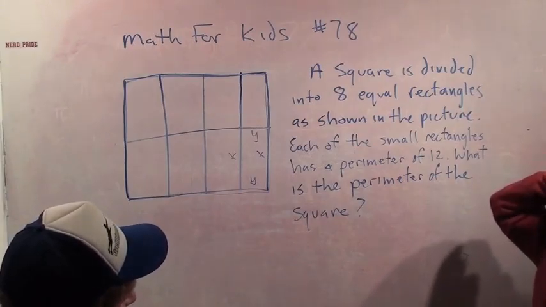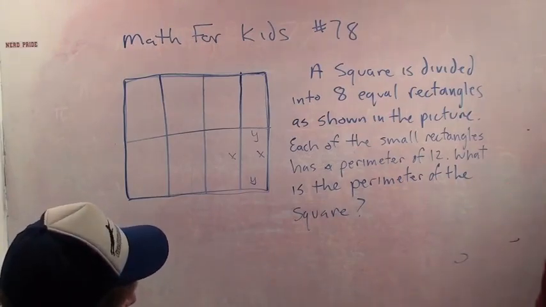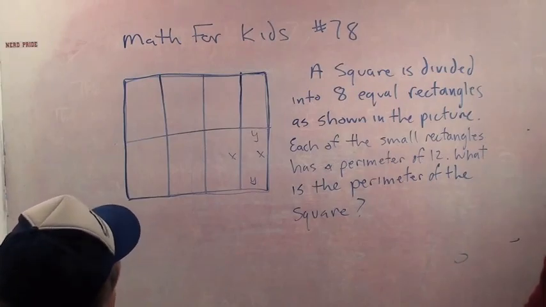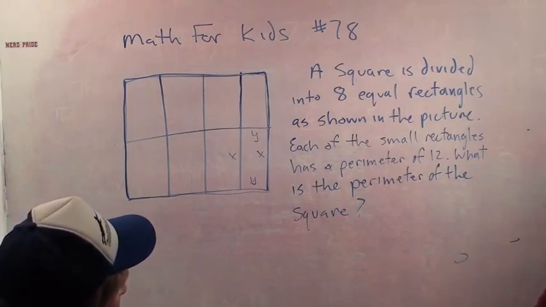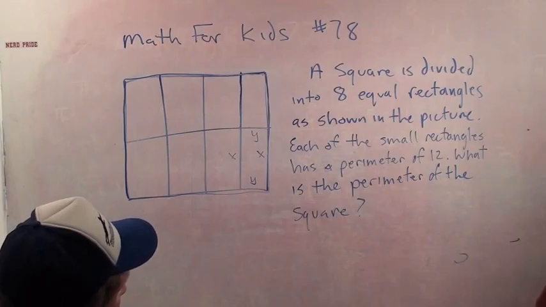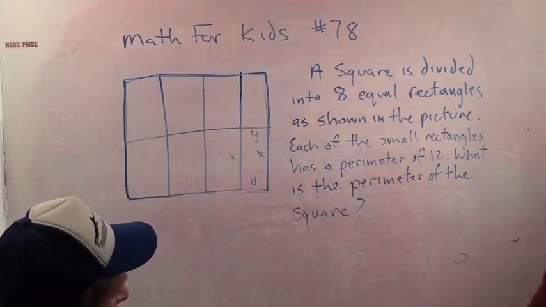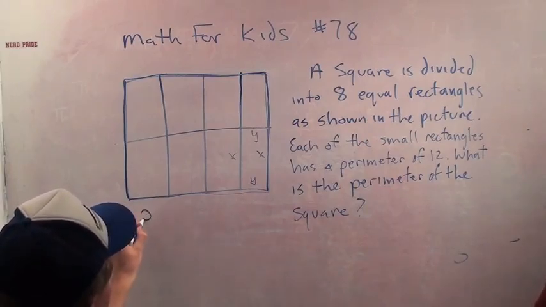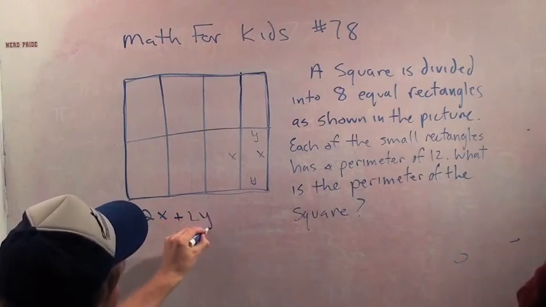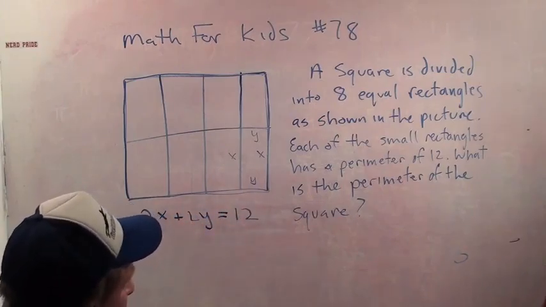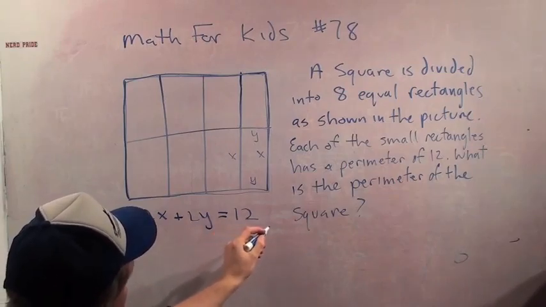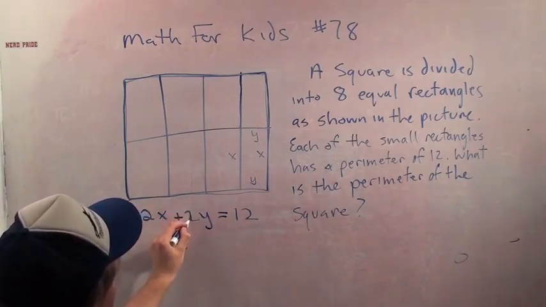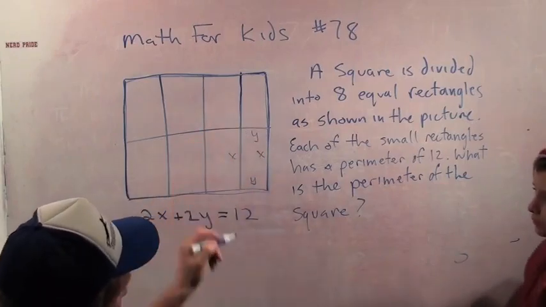It tells us that 16x plus 16y is the perimeter of the big square. No, well, it tells us that 2x plus 2y equals 12. Right, 2x plus 2y equals 12. That's one thing it tells us. That's the perimeter of one of the little rectangles.